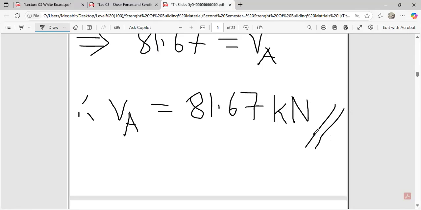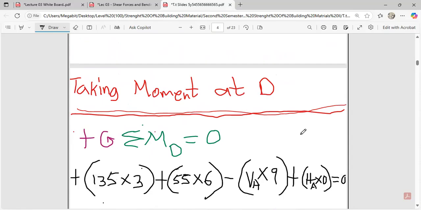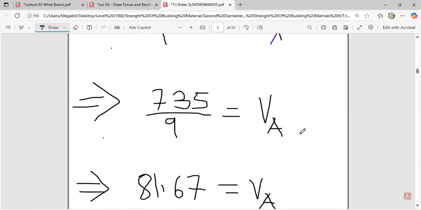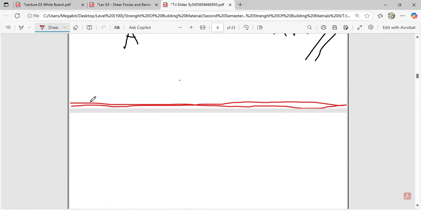From there, what do we do? We're now coming to consider all our horizontal forces. So we come over here, considering all horizontal forces.